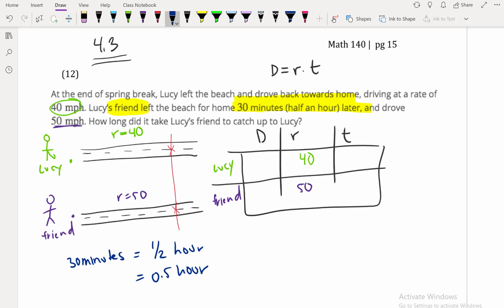So let's say for time, we have x amount that Lucy drove. Then the time that the friend drove would be x minus 0.5, since it's a 0.5 hour difference. And the distance here would be the same amount eventually. So Lucy's driving at a slower rate, the friend's driving at a faster rate, but eventually that 30-minute time difference isn't going to matter because they're going to meet up at the same place.